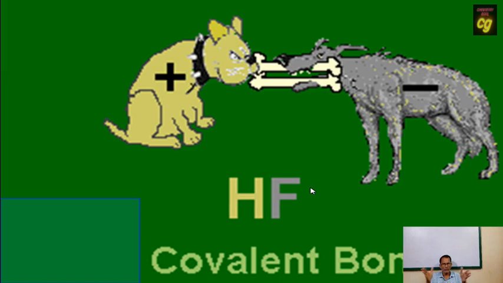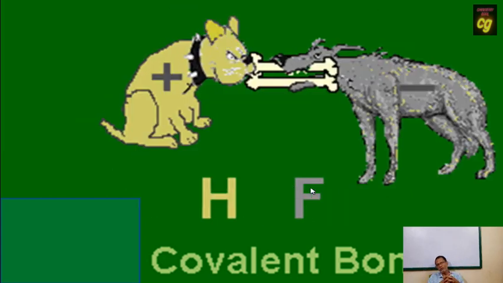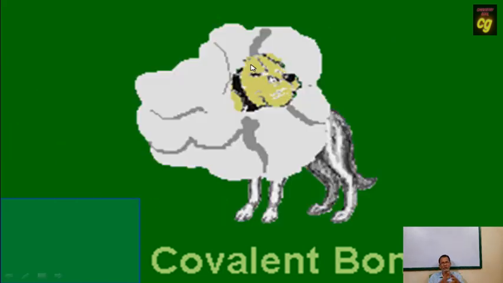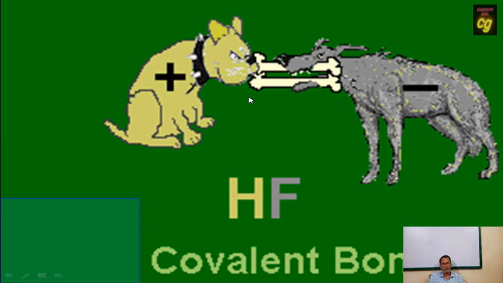So both dogs, you can say like this, when they are coming with one single bone, then these two dogs share the bone with each other. So this is the example of one sharing of bones between the dogs.